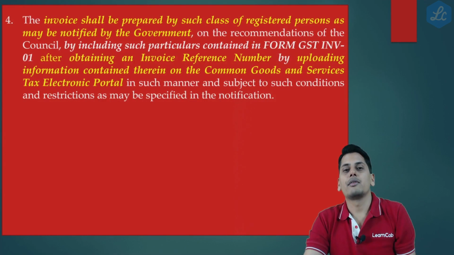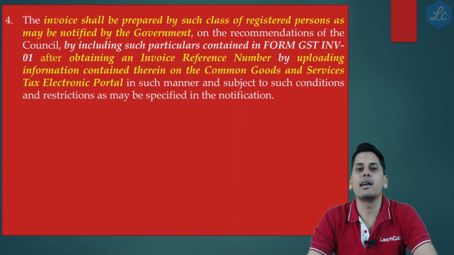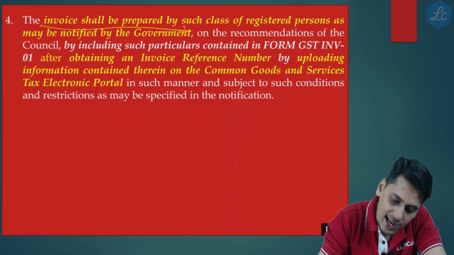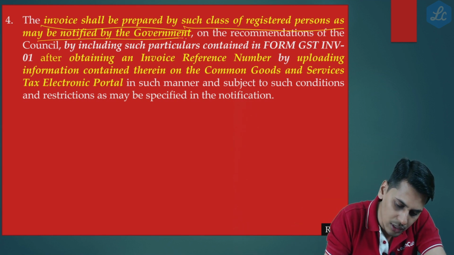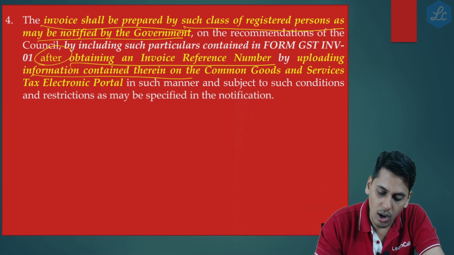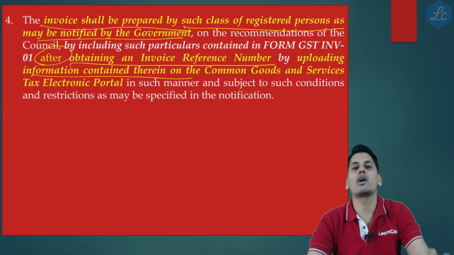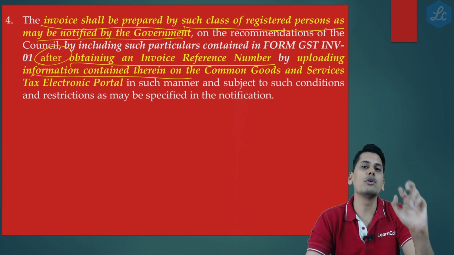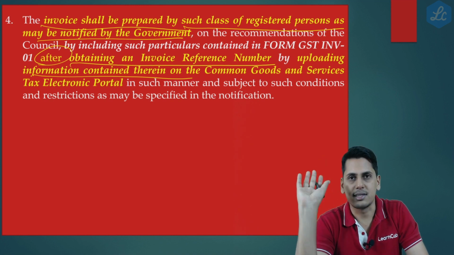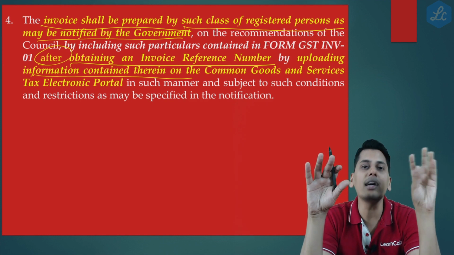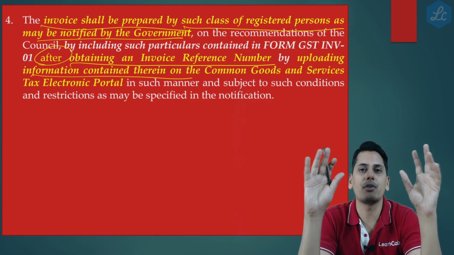48 sub rule 4, friends, just read the yellow portions which are highlighted along with me. The invoice shall be prepared by such class of registered persons as may be notified by the government after obtaining an invoice reference number by uploading information contained therein on the Common Goods and Services Tax electronic portal. So friends, what is 48 sub rule 4 telling you? 48 sub rule 4 tells you, for notified persons should prepare an invoice only after obtaining an invoice reference number from the common portal.